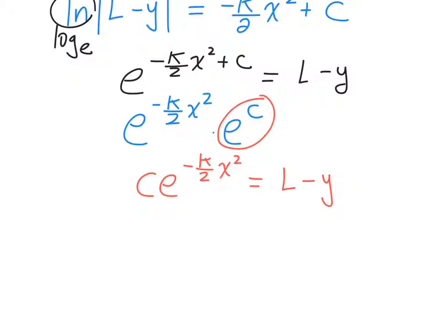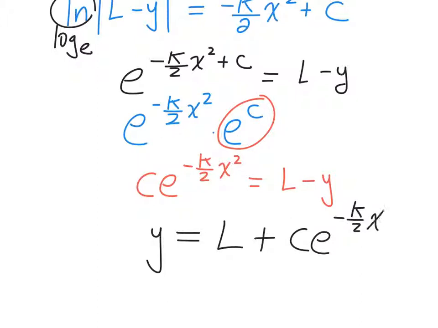We're good with the c's. Now we can just move some things around. We're good. y is equal to L plus c e to the negative k over 2 x squared. You might say L minus, but negative c is the same as c anyway, because the c would absorb the constant.